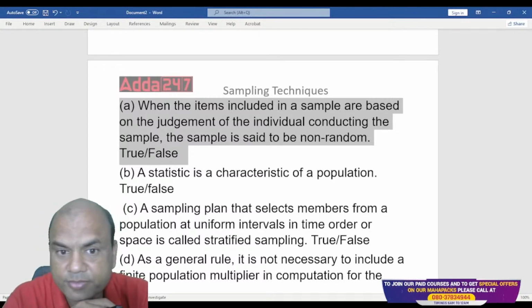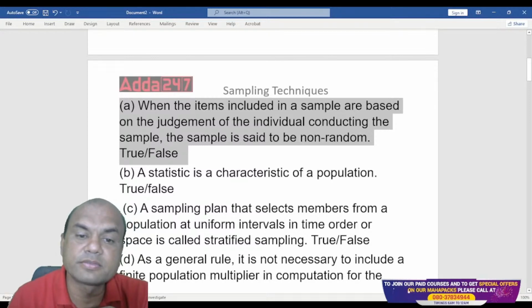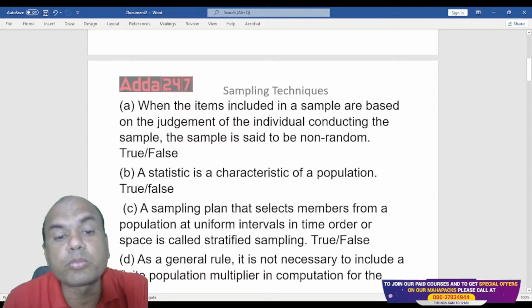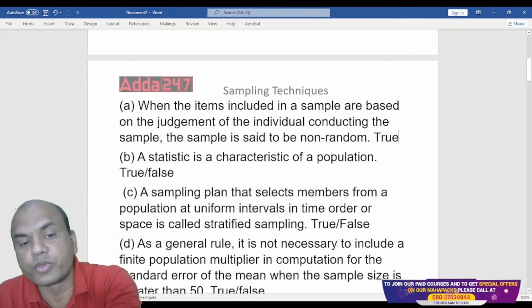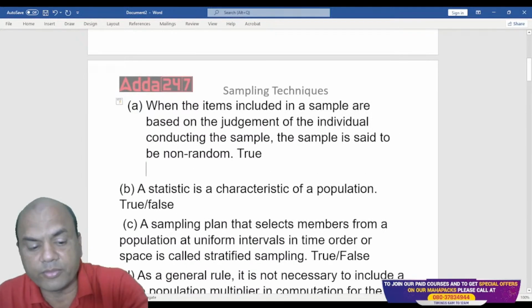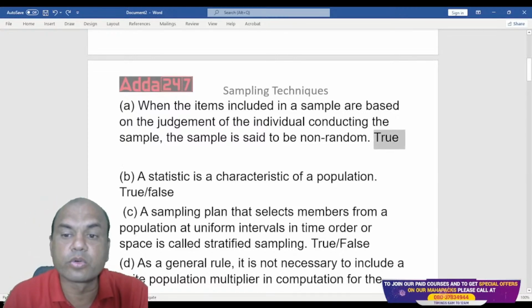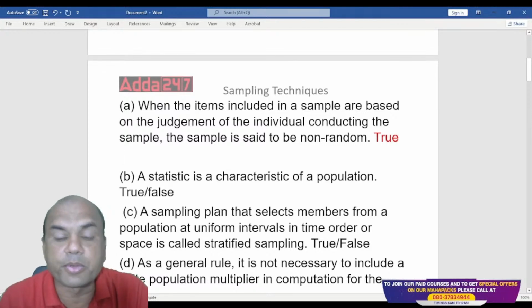So it is. Yes, it is. Correct. The answer is here, individual conducting the sample. This is a type of non-probability sampling. So the answer for this is true, everyone. Let me mark it over here. True.